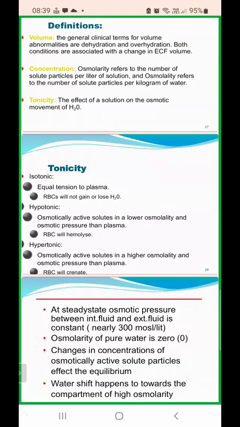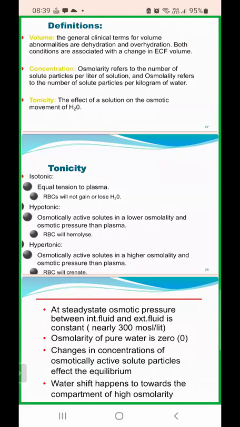RBCs will not gain or lose water if an isotonic solution is provided, like 0.9% NaCl. Now, hypotonic: osmotically active solutes in lower osmolality and osmotic pressure than plasma. So what will happen? The RBC will hemolyze, because the movement of water will shift from the RBC towards that hypotonic fluid compartment.